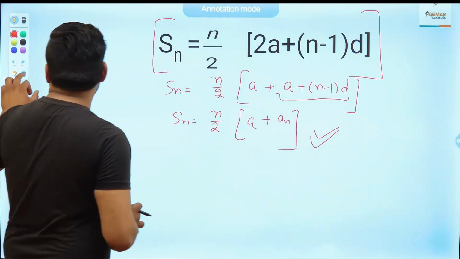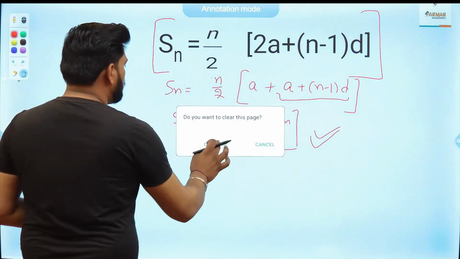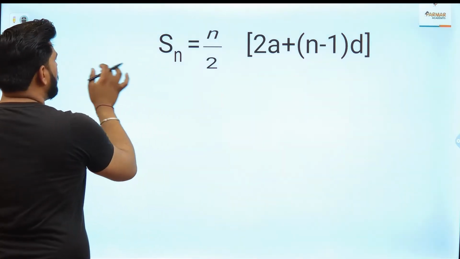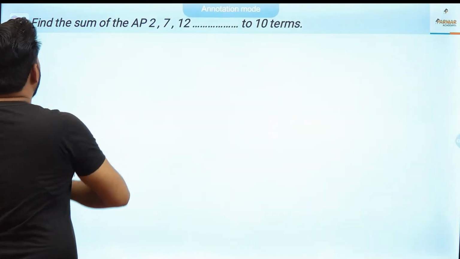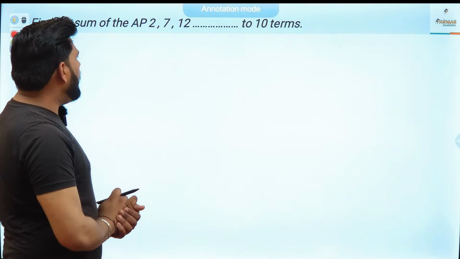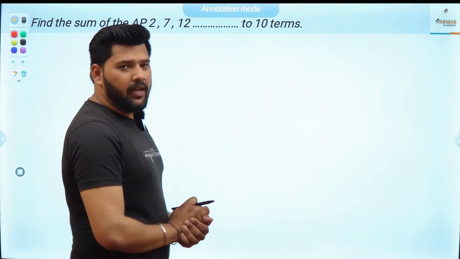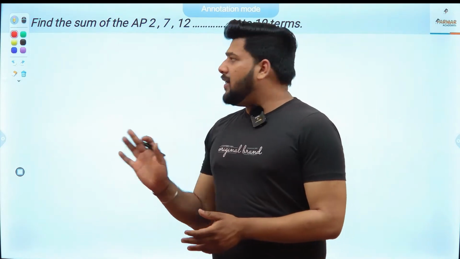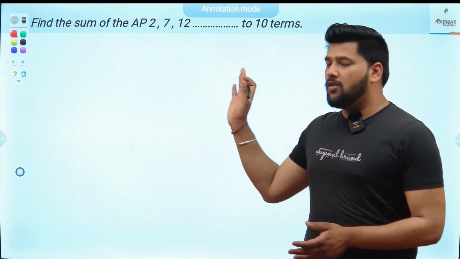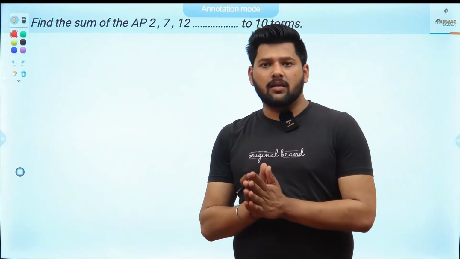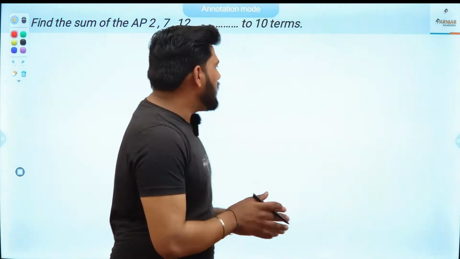So now let's start with the questions. The first question is: find the sum of the AP 2, 7, 12 up to 10 terms. Here in this question the AP is given, that is 2, 7, 12, and we have to find the sum of first 10 terms. So what is given to us?